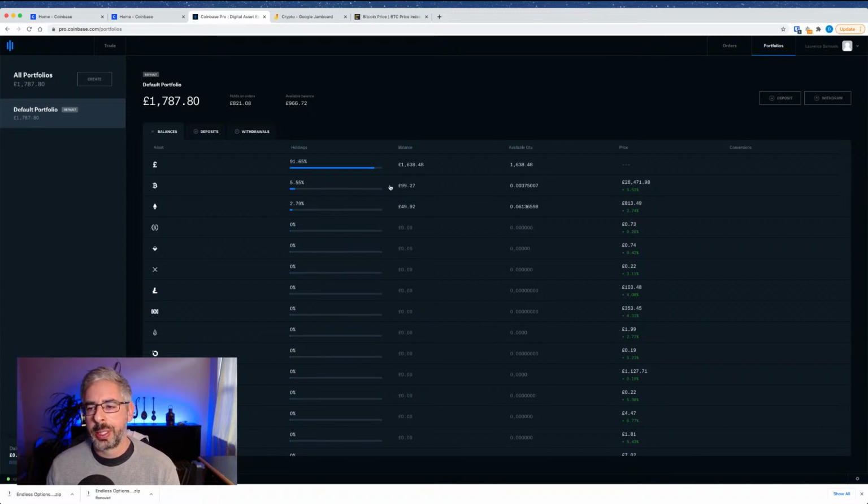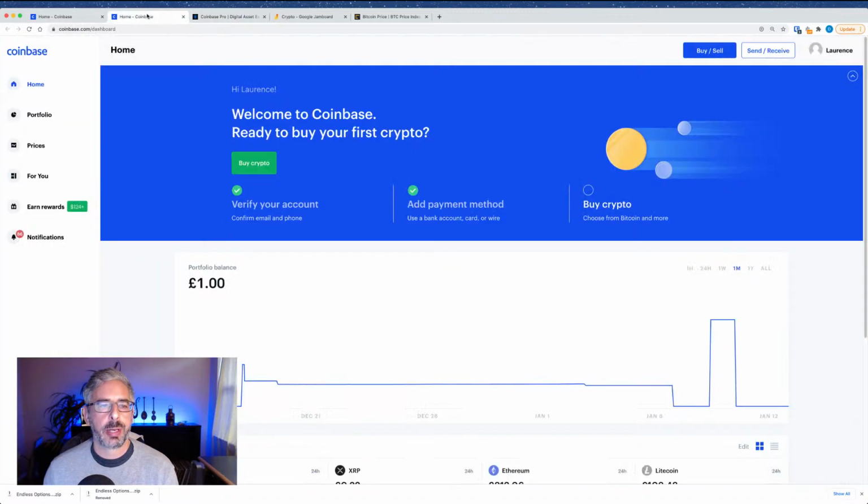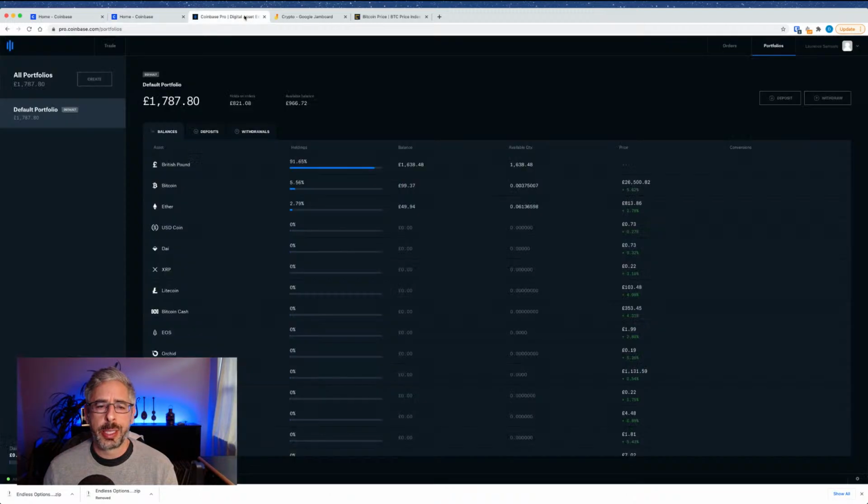Now, if I purchased crypto coin inside of here, which I did, you saw earlier, I bought some Bitcoin and I bought some Ethereum. So what I want to do is actually transfer this Bitcoin out of Coinbase Pro back into my regular Coinbase account. That's just a personal preference. I like to have the coins either in a hardware wallet or in the Coinbase account, which you can see I have just £1 in there right now. So I'm going to go ahead and just withdraw the Bitcoin out.